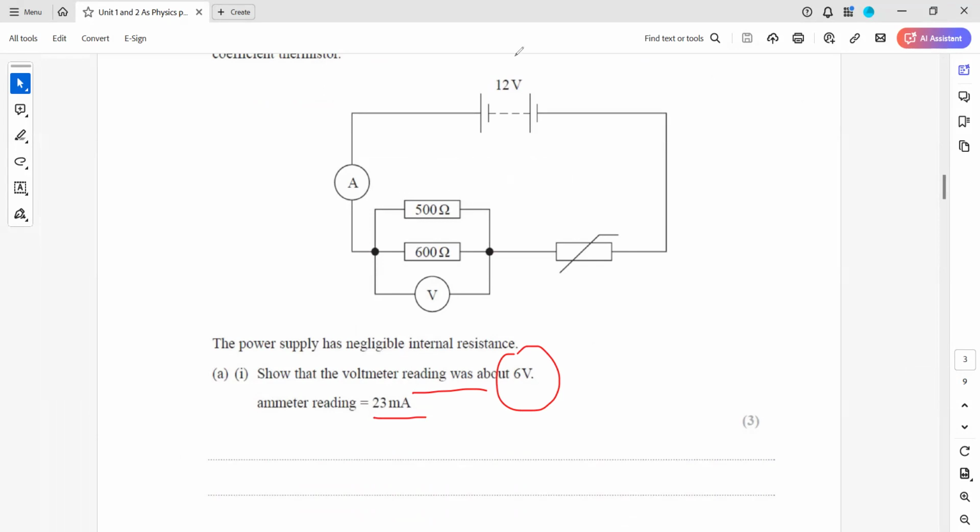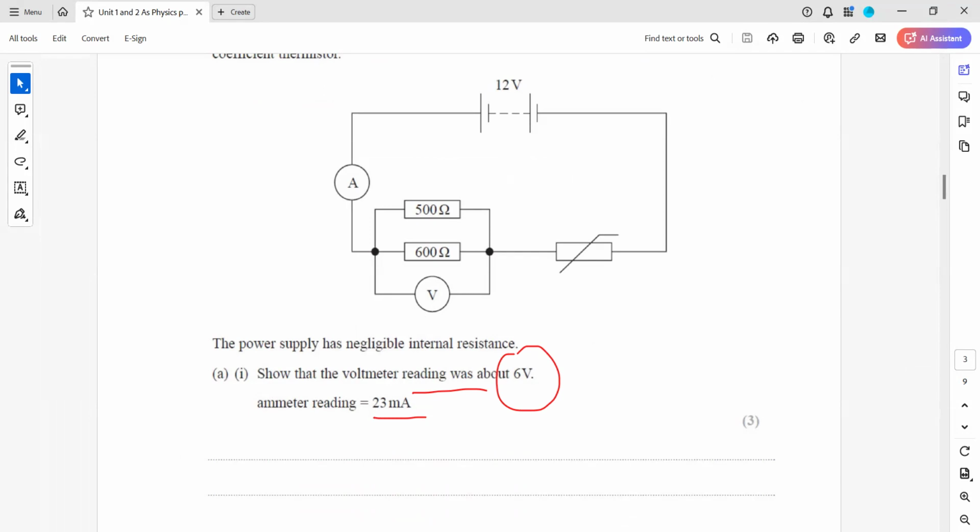So how can we work this out? There are different ways to do this question. One, you can use a potential divider formula. Another, you can work out the total resistance, and from that work out the resistance of that part and then use the potential divider formula.